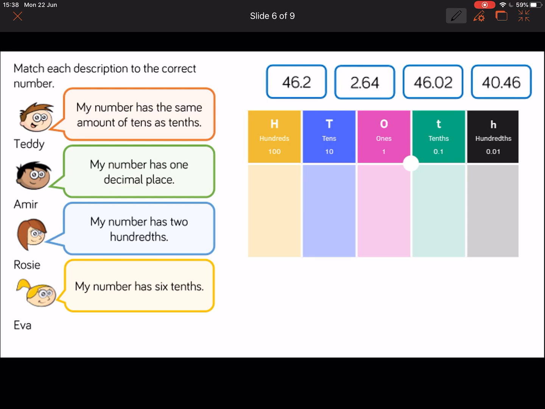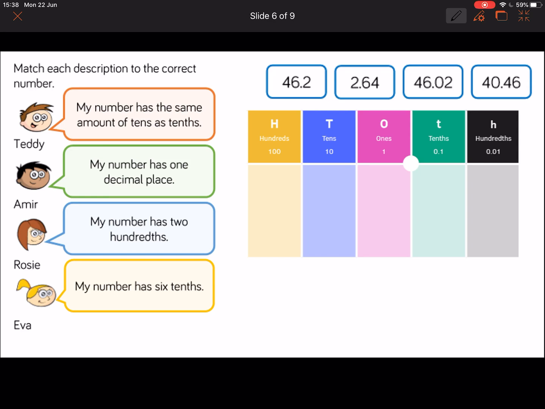This next question, we've got 4 different people that are saying 4 different things. Okay, we've got Teddy, Amir, Rosie and Eva. Teddy says my number has the same amount of tens as tenths. Amir says my number has 1 decimal place. Rosie says my number has 2 hundredths. And Eva says that my number has 6 tenths.